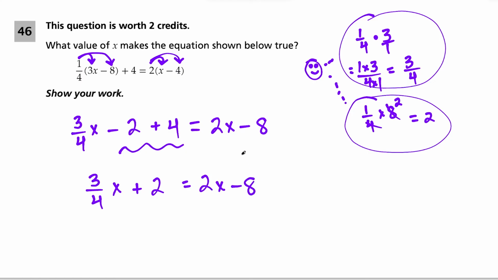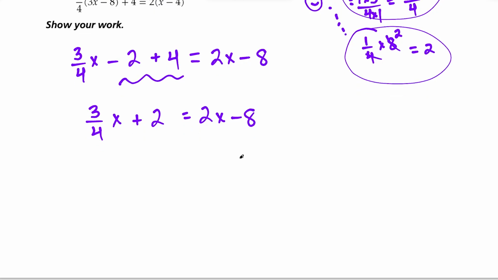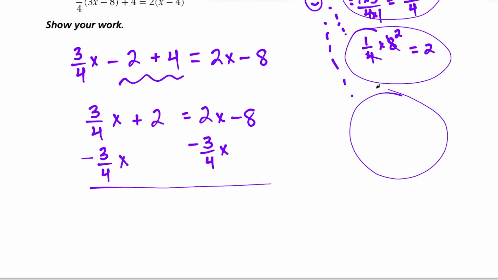And now from here, what I would do is I would move the smaller x term to the other x term. So notice 3/4 is less than 2. So I would rather subtract 3/4 x on both sides than subtract 2x on both sides. So I'm going to do this, minus 3/4 x. Okay, and from here, let's say you want to use the calculator for this. You can. What you could do is you could say 3/4 is equal to 0.75.